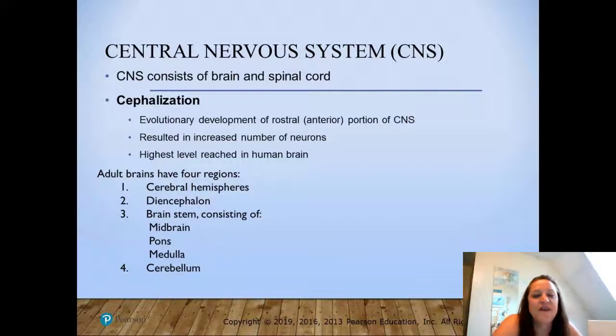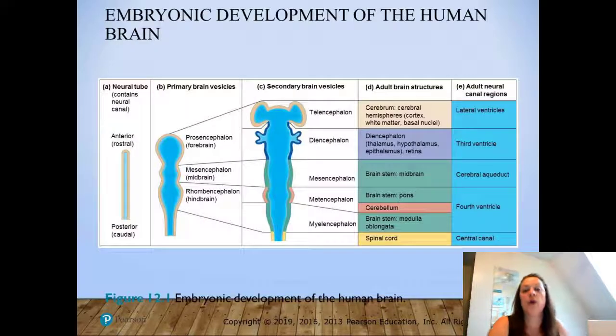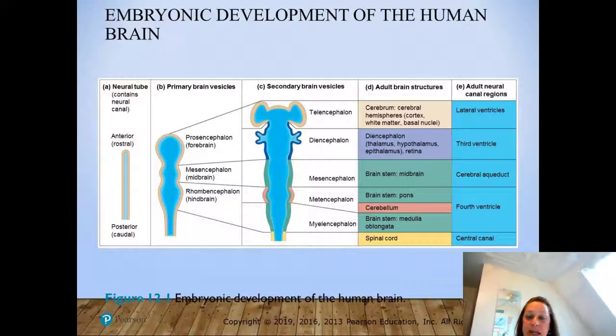The adult brain has four regions: cerebral hemispheres, diencephalon, brainstem, and cerebellum. And in Chapter 12, we're going to go over all of these structures in detail and give you a little bit of information about them.